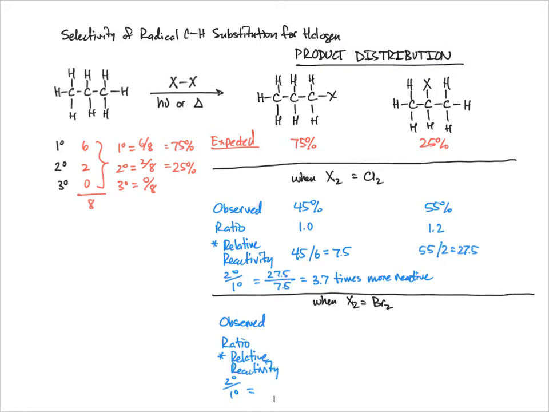The observed ratio when we have bromine is 3% of the primary substitution product and 97% of the secondary substitution product. So what is that ratio? Again, we take both of those numbers and divide by 3. So we get 1.0 and 32.3.